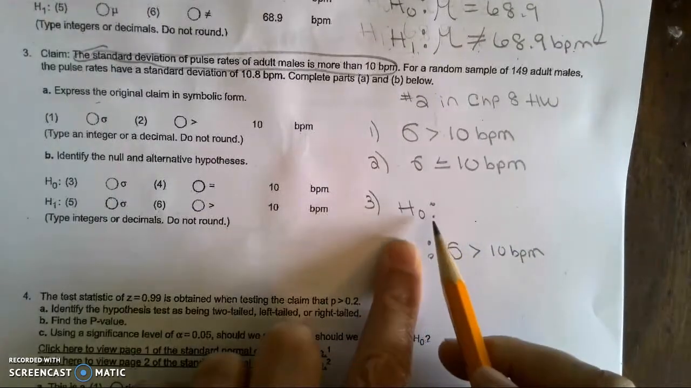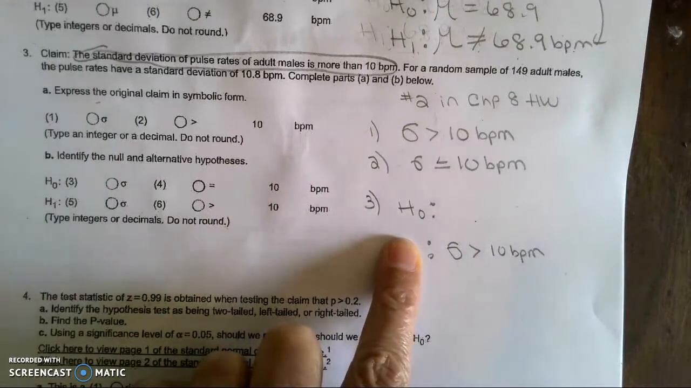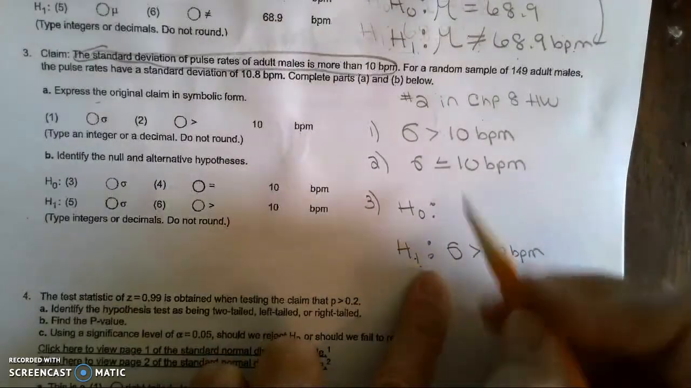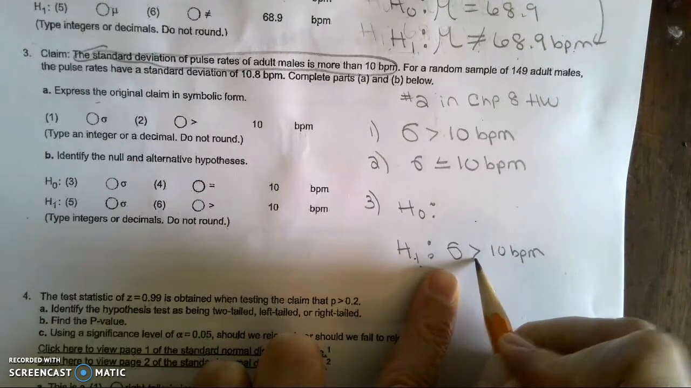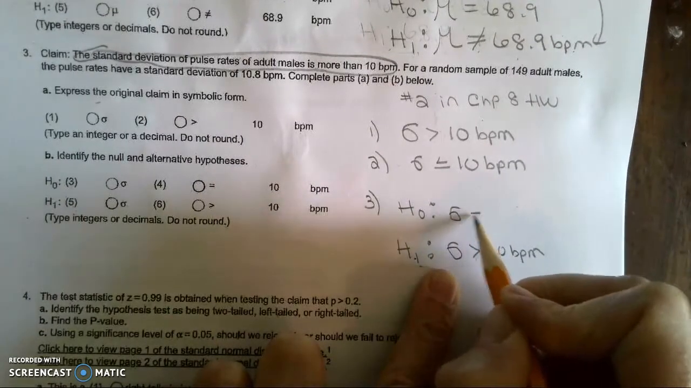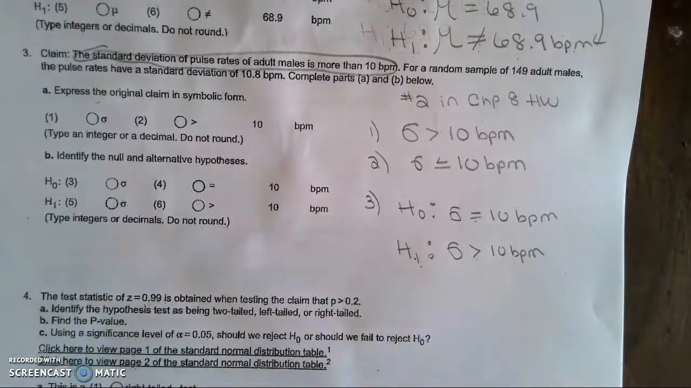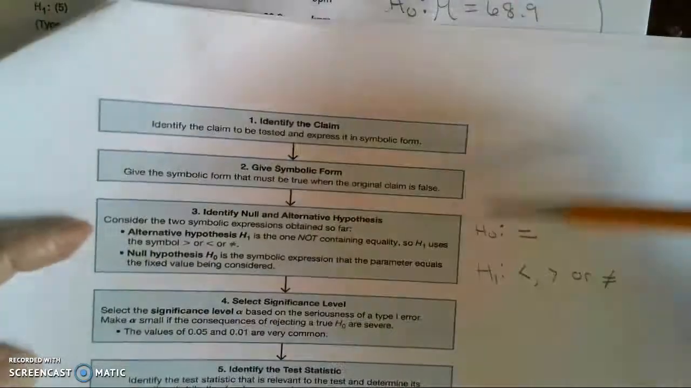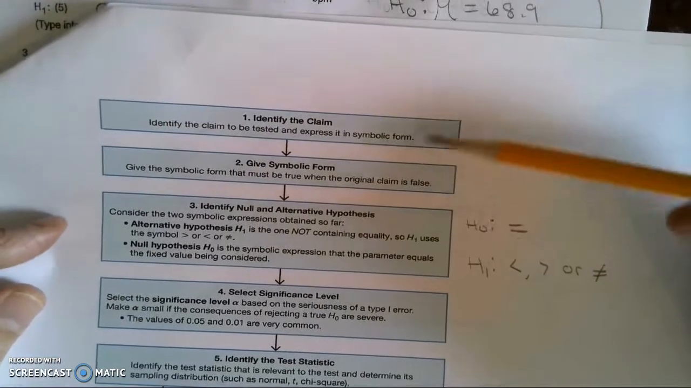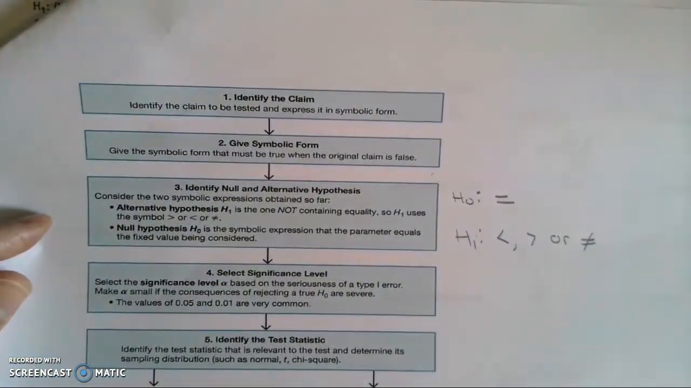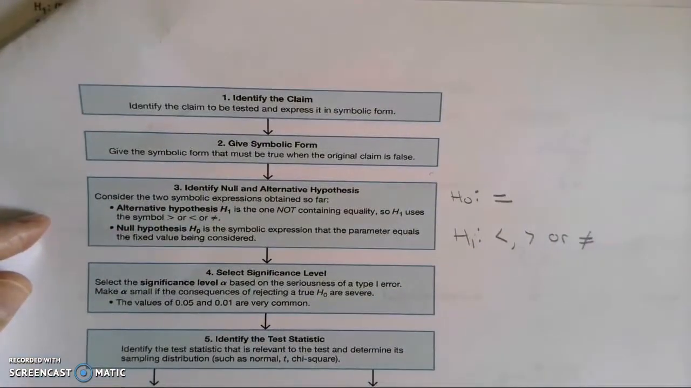Okay, the null always has an equal sign every time. That's how this particular book does it. So whatever I have here, I'm just going to put an equal sign. Okay, so these are the first couple ones in the homework, and this covers the first 3 steps in hypothesis testing. So this is section 8.1.